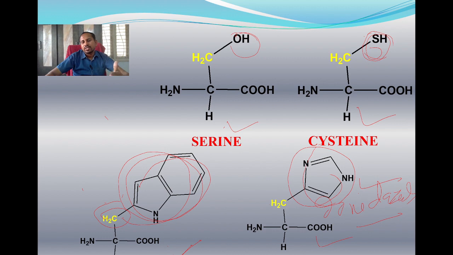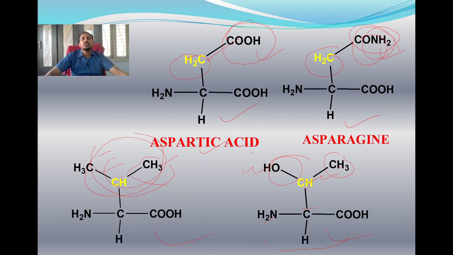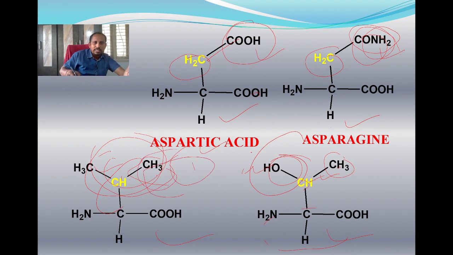If CH2 is attached to the imidazole ring, that is known as histidine. Again, if CH2 is attached to a COOH group, that is aspartic acid. If an amide group is attached, this is asparagine. If in alanine two hydrogens are replaced by CH3 groups, an isopropyl group, that is valine. If one CH3 is replaced by an OH group, then that will be threonine. So this is the difference between valine and threonine. Here one OH is there, here CH3 is there.